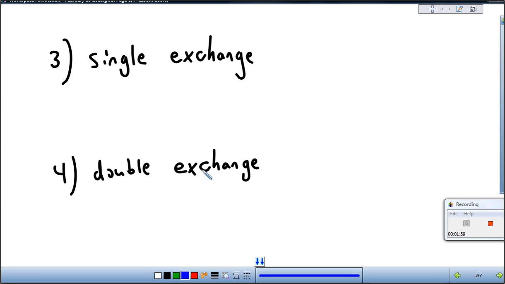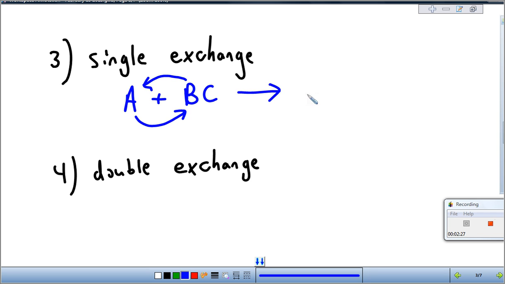Next two are single and double exchange. So this is where we're going to have chemicals, elements, usually switching places with each other. So in single exchange, we start out with a chemical, usually an element all by itself, represented by letter A. And then we have two or more elements that are combined, represented by BC. And what's going to happen here is usually two things will switch places here. So if A is more reactive than B, A can go in and kick out B. So then chemical B would be all by itself, and A would link up with C. So a more reactive metal could kick out and replace a less reactive metal.